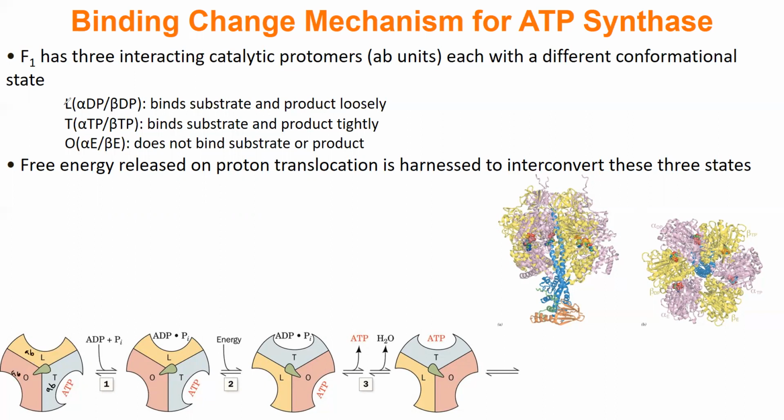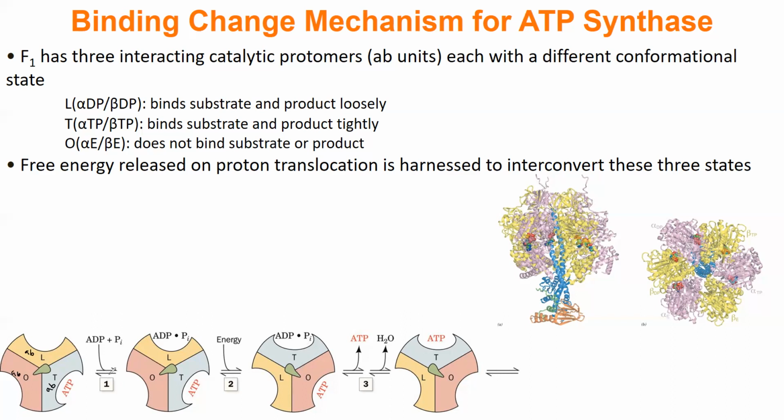And for our 3 conformational states, L, T, and O. L means you bind loose. T means you bind tight. O means you do not bind. Only one subunit can be in a state at a time. So you have one O subunit, one L subunit, one T subunit. This green thing, that's like the motor. It represents this middle alpha helix here. This is what's going to be physically moving during this operation, and that is what is changing the conformational states.